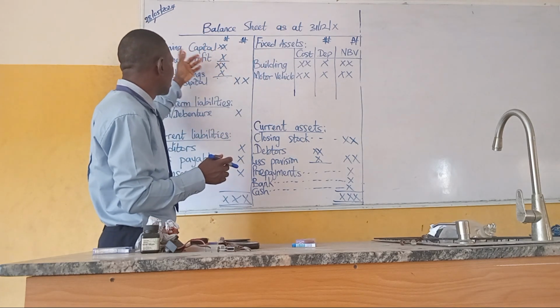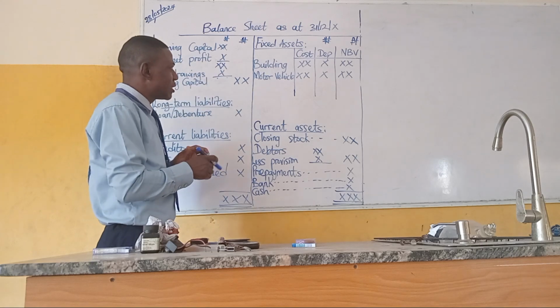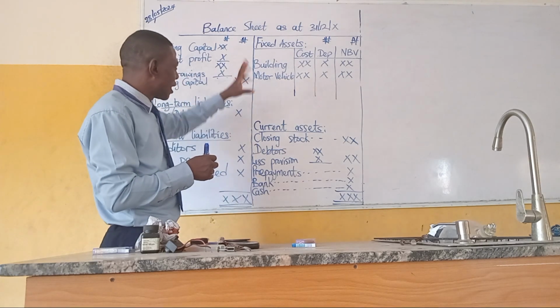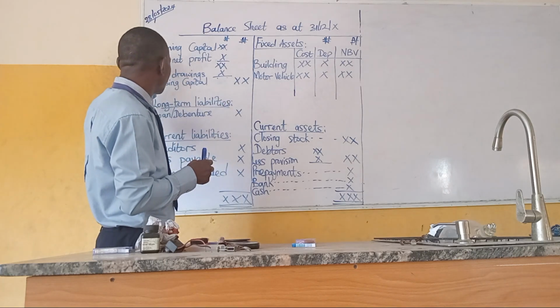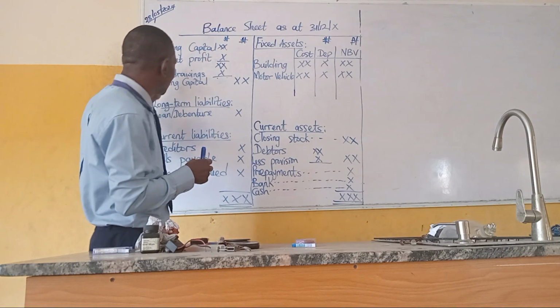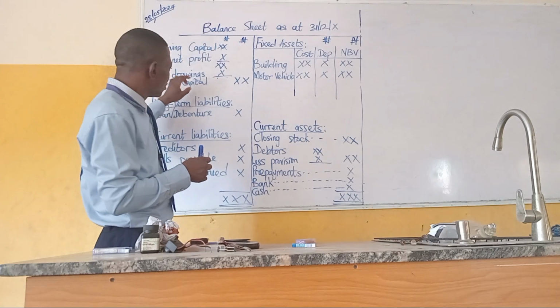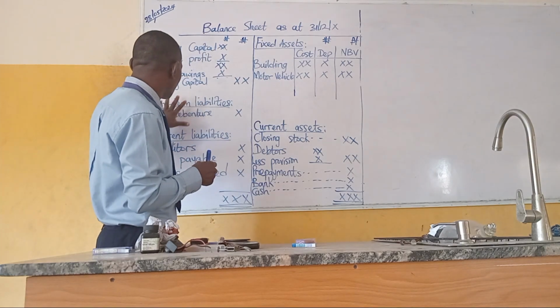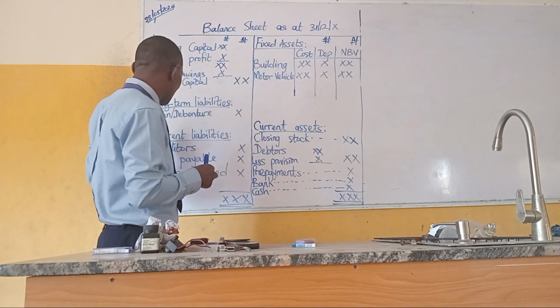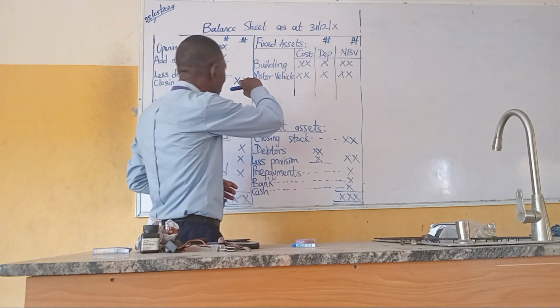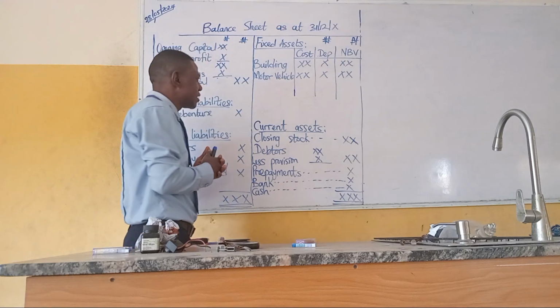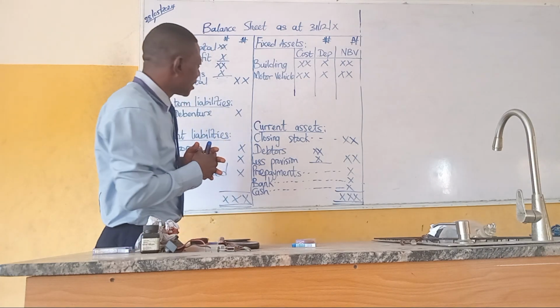Now, if you look at the balance sheet that is written on the board here, it has different sections. It has 5 sections. On my left hand side, we have the capital section, the long-term liability section and the current liability section. And at the right hand side, you can see it has the fixed assets section and the current assets section.